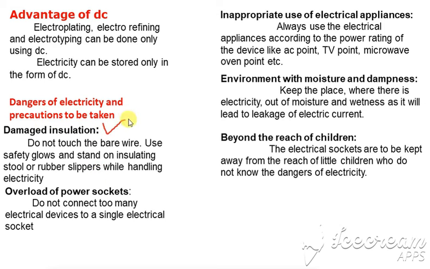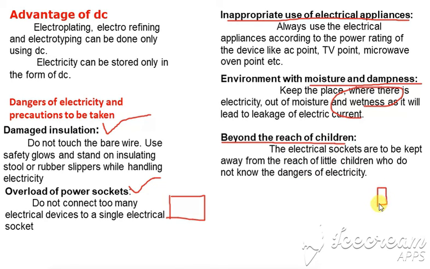First one is damaged insulation. We should not have a bare wire, and if you are using it, you have to use an insulating stool or rubber slippers. Then overload of power sockets, we should not connect too many appliances to one socket. Next, inappropriate use of electrical appliances, we have to use the proper power rating for different AC, TV and microwaves. Next, keep away from moisture and dampness, and there should not be any wetness which leads to leakage. And last one is beyond the reach of children, so the electrical sockets have to be kept away from children.